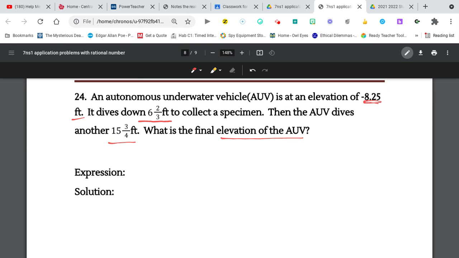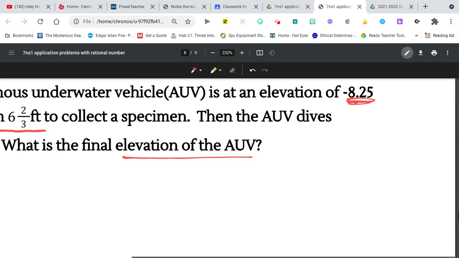So my problem with this one is that two of these are fractions and one of these is a decimal. In order to add or subtract these things, I need to get them in the same format. Since two are fractions and one is a decimal, I'm just going to change that decimal to a fraction. So let's talk about how to do that.